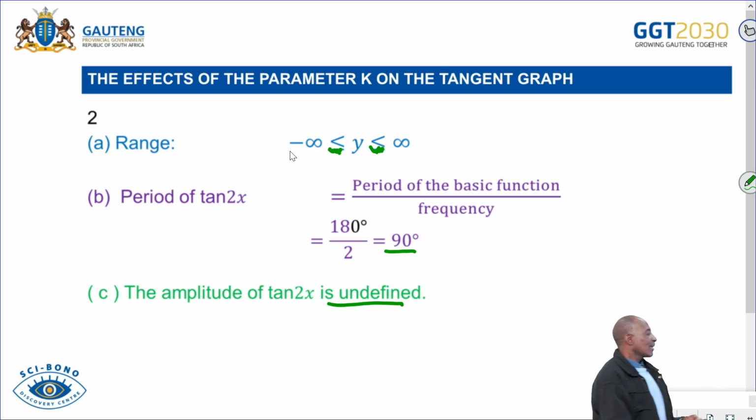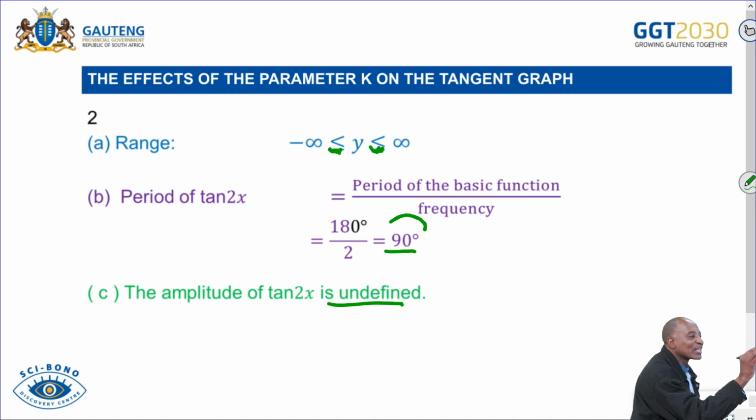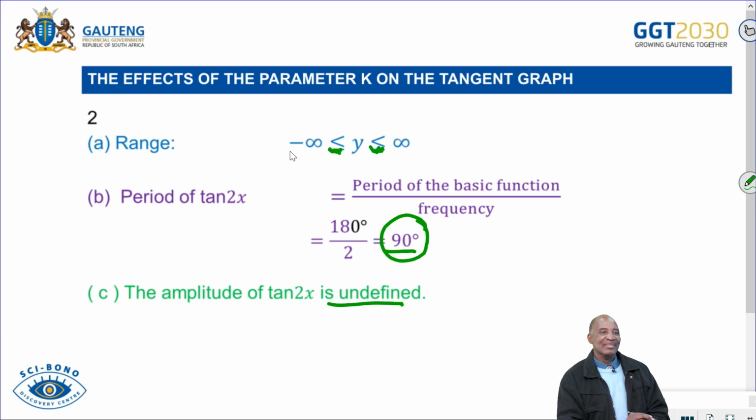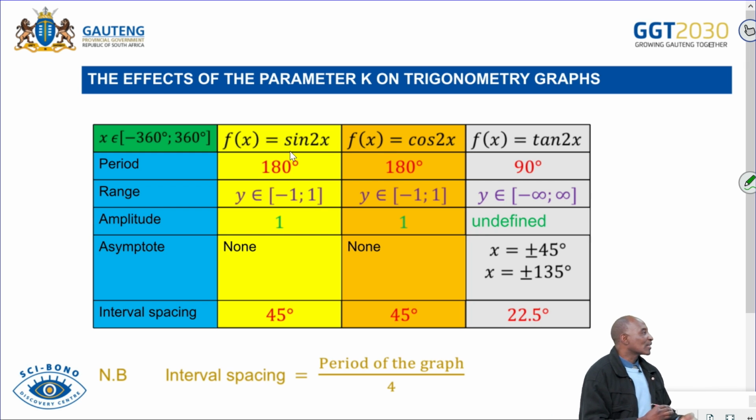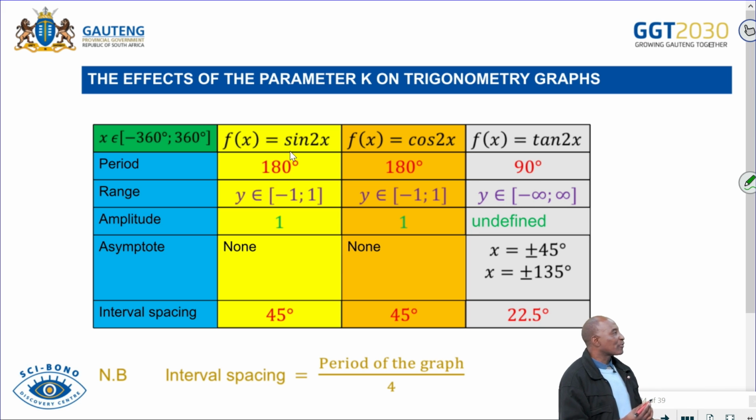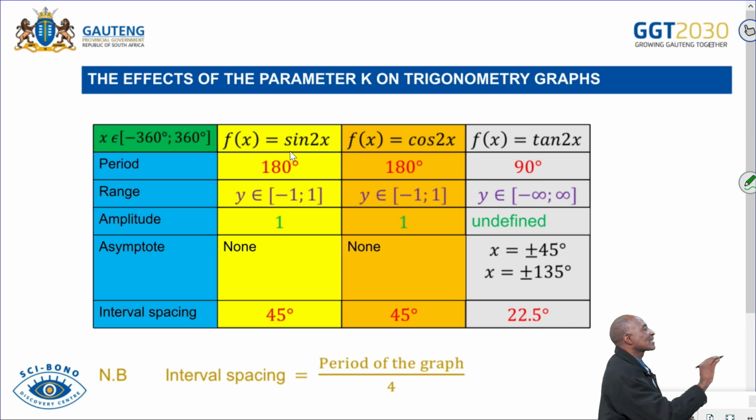The amplitude is still undefined. Again, the period is affected. The frequency is also affected. Okay. Right. In conclusion, we're still having the same as before. For these 3 functions, our period for both sine and cosine is 180. Otherwise, for tan it is 90 degrees. The range is still the same for all the three. The amplitude is still the same. For this other one, it's still undefined.